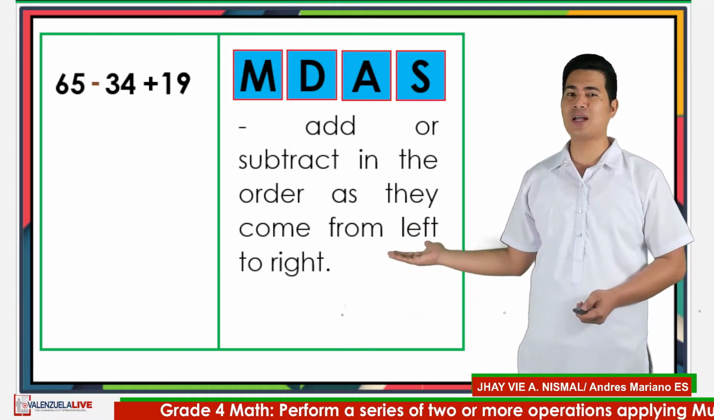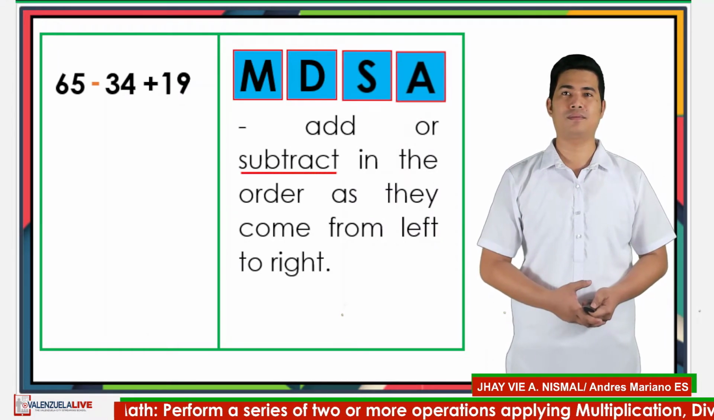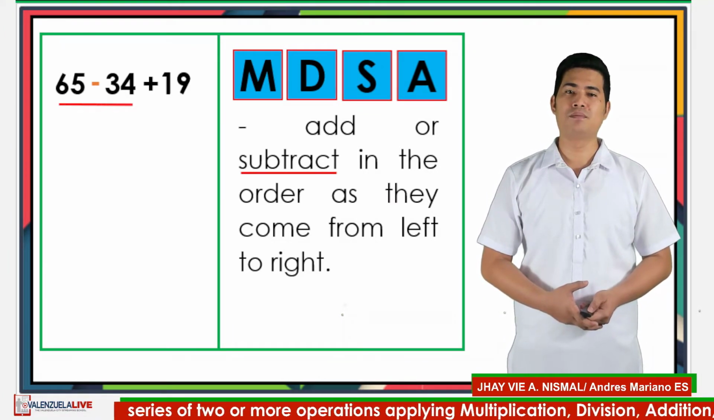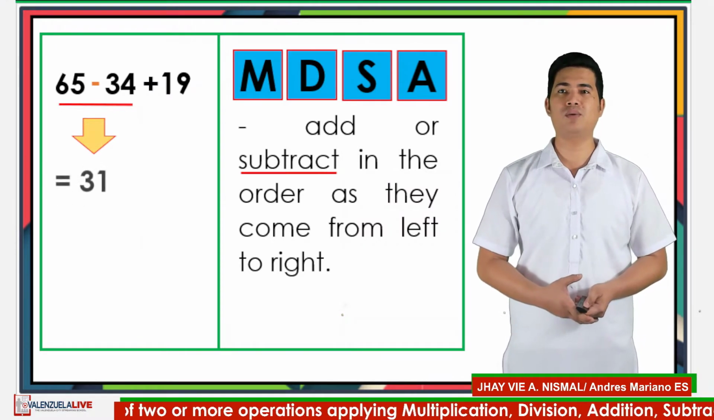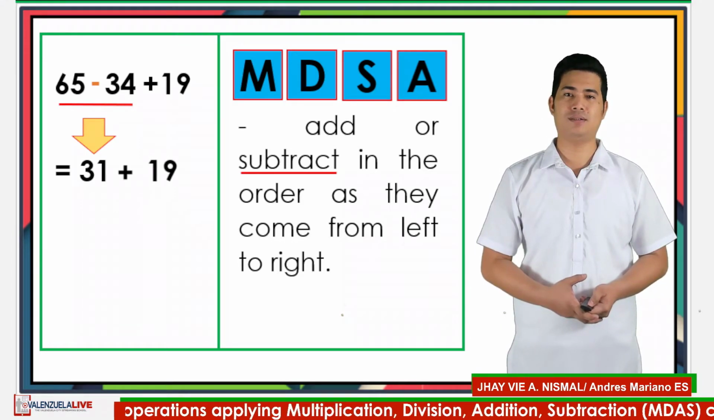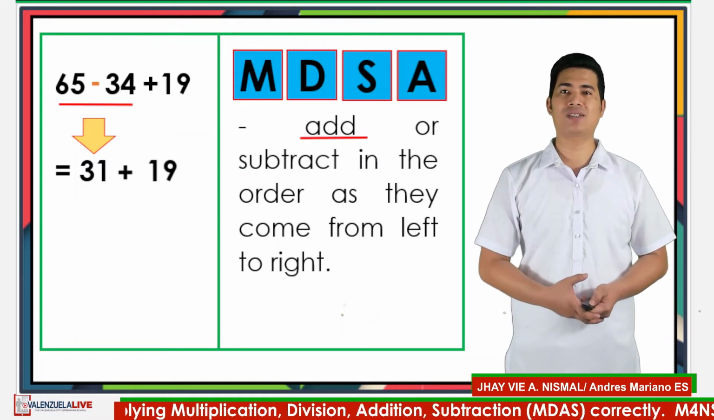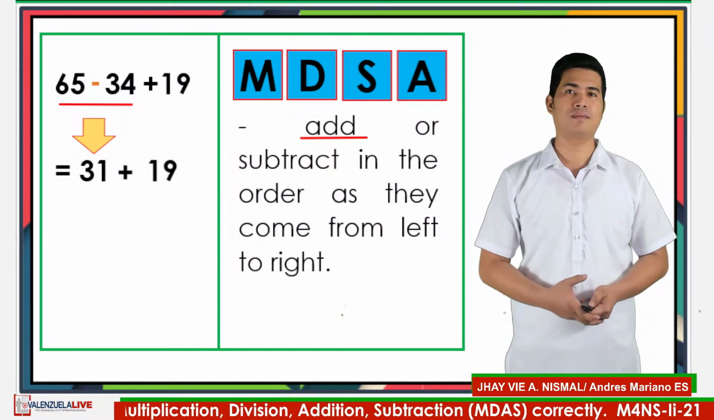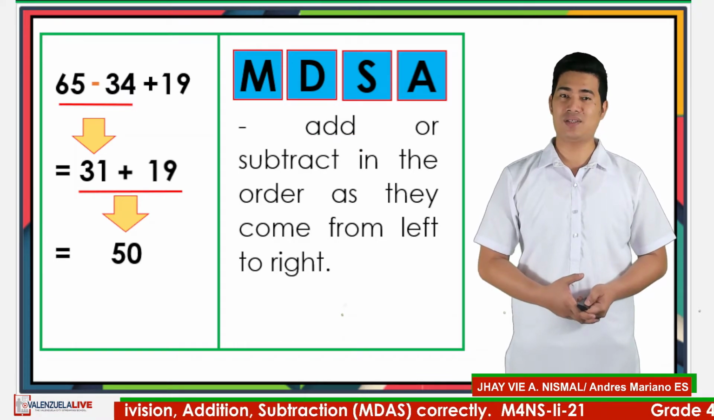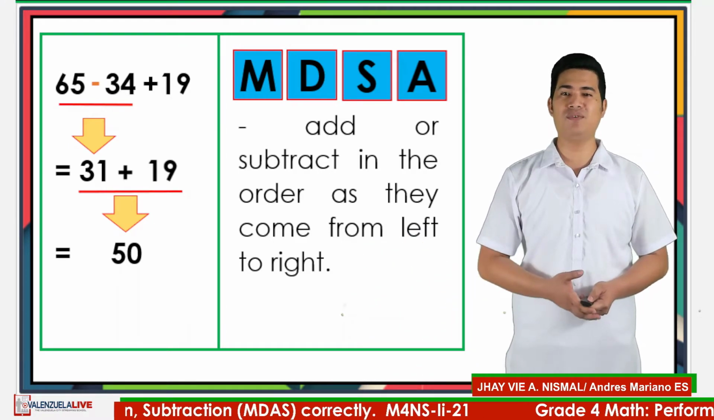Since subtraction comes first in the order from left to right, let's subtract. 65 minus 34 is equal to 31. Then bring down plus 19. Perform the remaining operation, which is addition. 31 plus 19 is equal to 50. As a result, 65 minus 34 plus 19 is equal to 50.